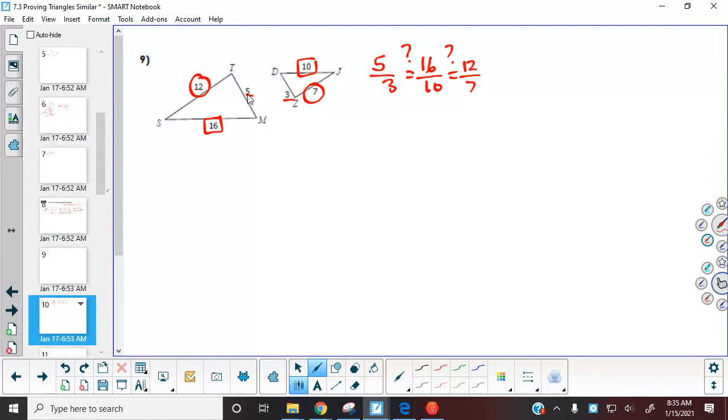Okay, are those equivalent? And so when I go ahead and type those in my calculator, 5 divided by 3 is going to give me 1.6 repeating. 16 divided by 10 is going to give me 1.6. And I can stop right there because I can see that those two are not exactly the same. And because they're not exactly the same, I can state that they are not similar and I can move on.